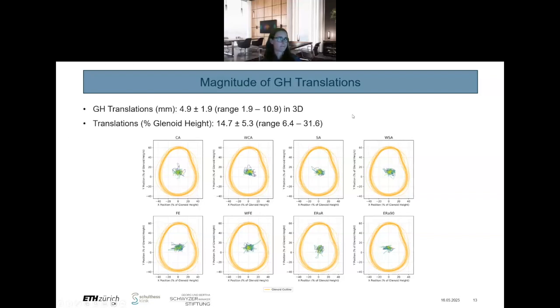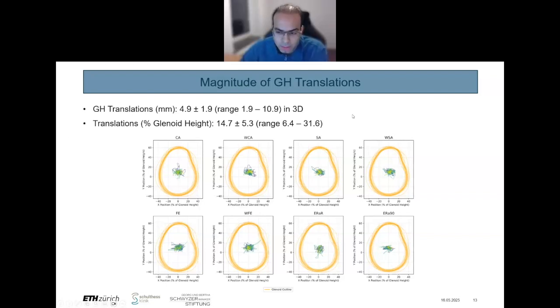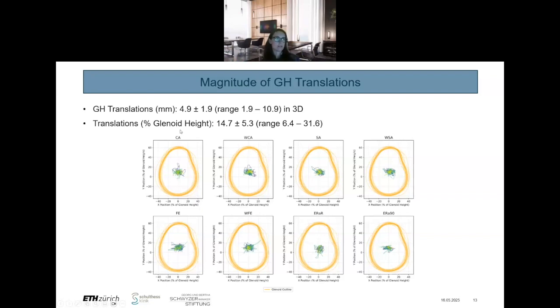Thanks. And about the mediolateral translation, have you also studied this, and was that possible? Yes. So these are the 3D translations. They also included mediolateral translations, and we did see mediolateral translations. I can check really quickly what they were.